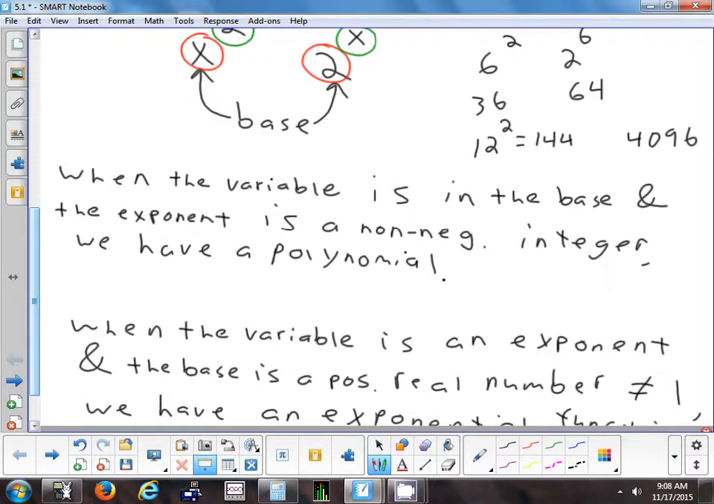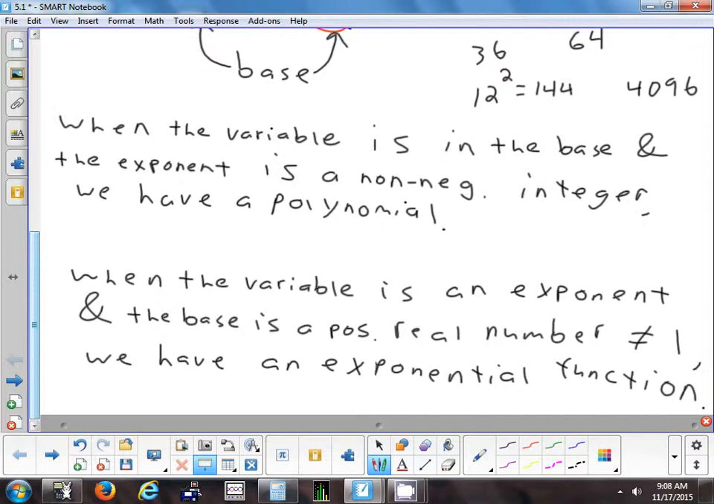But when you switch it and you put the variable as the exponent, and you can make the base anything you want except 1, so any positive number you want except 1, that's an exponential function.